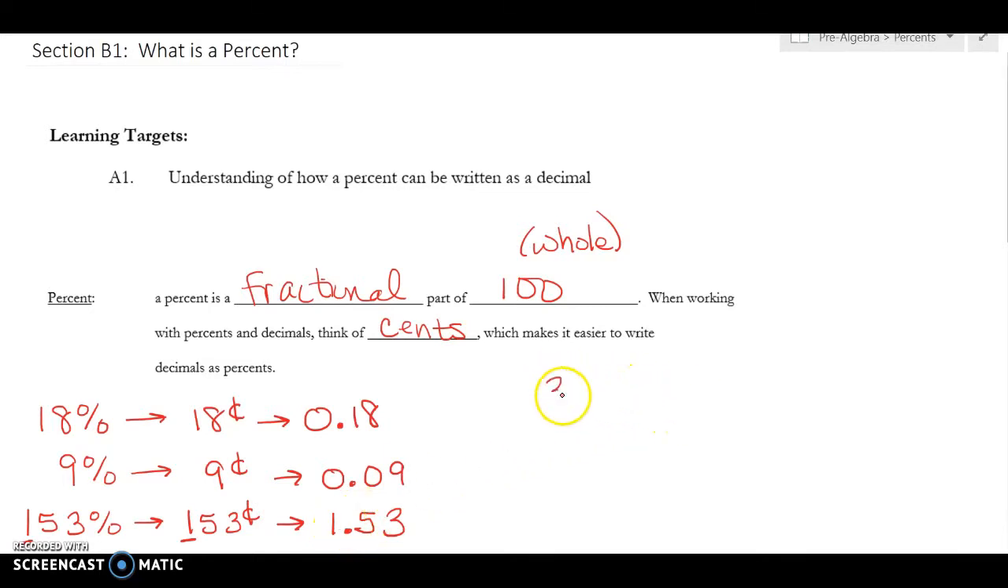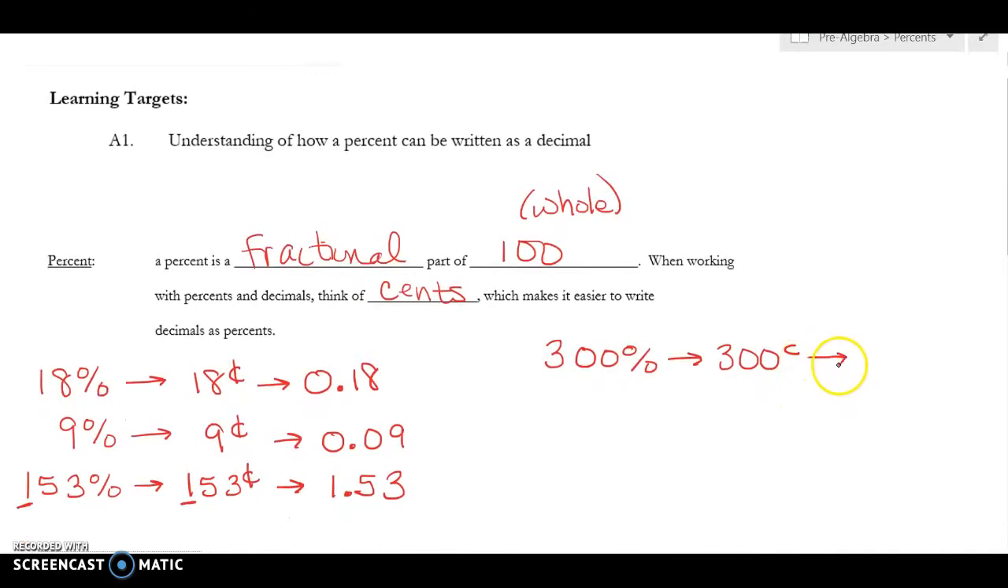All right, let's look at a couple more. If I have 300%, now we're going to work backwards. So 300% is the same as 300 cents, and 300 cents is just $3. So now let's say I have 60%. That's just 60 cents, which is written as 0.60.